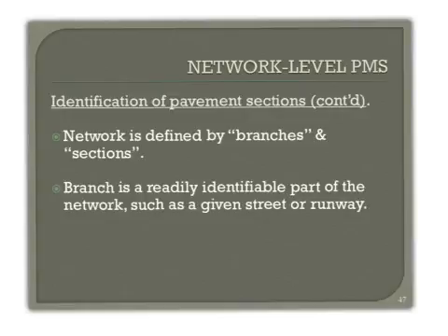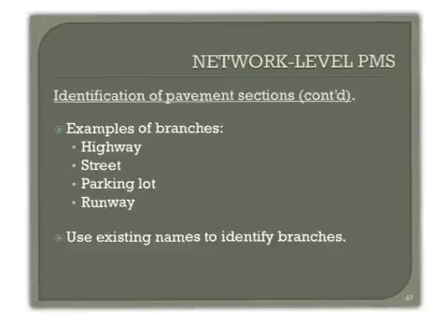So a network can really be defined by branches or sections. You have to divide your network into subsections or branches. A branch is typically a readily identifiable part of the network, such as a given street or runway. Examples of branches can be one single highway, or one single long street, or a certain parking lot, or a runway. For example, when we discussed the example of the Tyler Pounds Airport, we have a couple of runways. Those two runways can be treated as a branch by themselves.